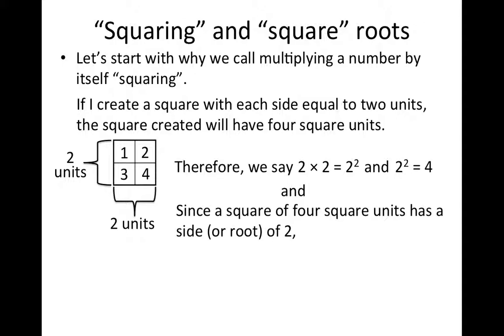And the other way is that since a square of 4 square units has a side, or a root sometimes we'll call it, of 2, then we say that the square root of 4 equals 2. Again, because 2 times 2 equals 4.